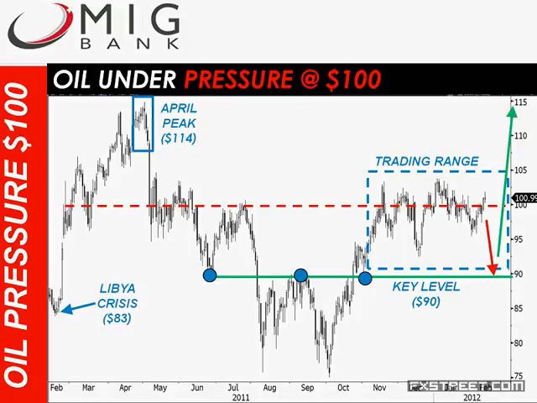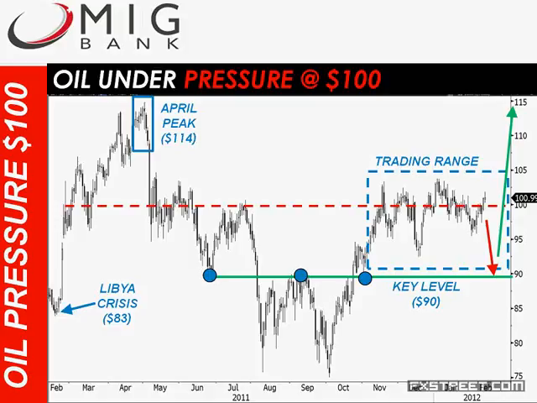So that's my short and then medium-term outlook on West Texas oil, currently under pressure at $100 within the trading range. At the moment we might see some near-term weakness into $90, potentially $83, but big picture, I believe this trading range will break to the upside and challenge the April 2011 peak at $114. And once we get to that stage, we can get a lot more positive on the upside.